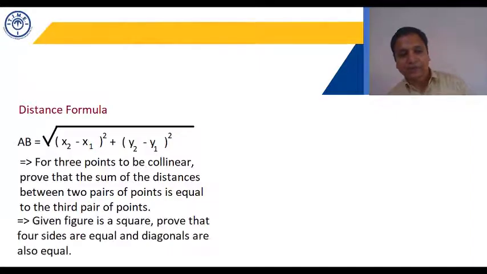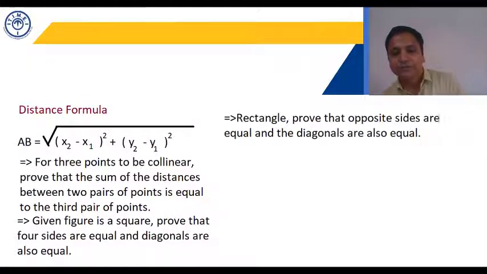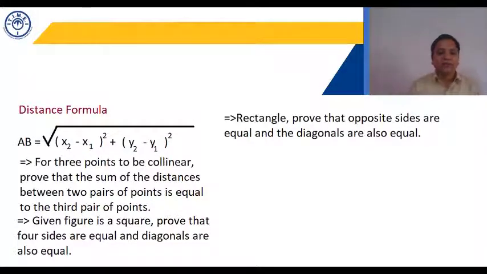This we use. Then suppose we need to prove a figure is a square. Just prove that its 4 sides are equal and diagonals are also equal. So whenever 4 coordinates are given and you want to check whether the given figure is a square or not, find all the 4 side lengths; if they are equal and diagonals are also equal, then the given figure is a square. Just important points. To prove a figure is a rectangle, prove that opposite sides are equal and diagonals are also equal.